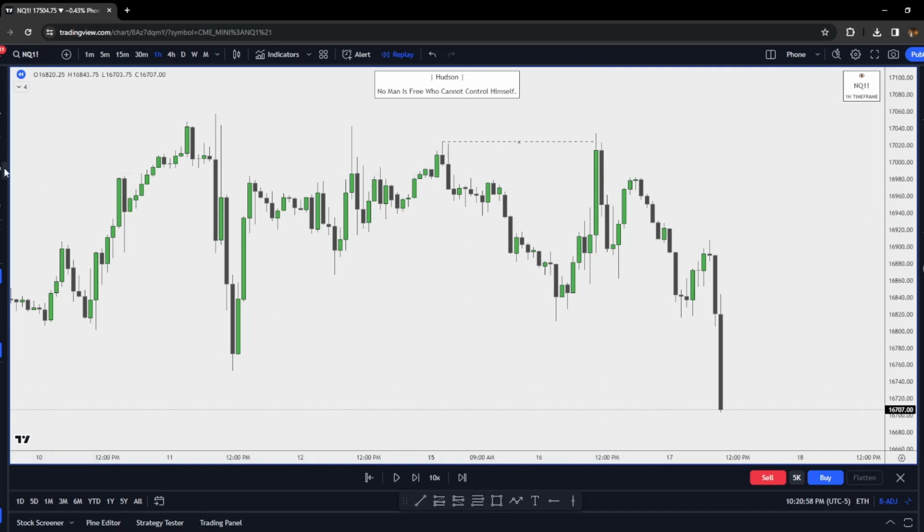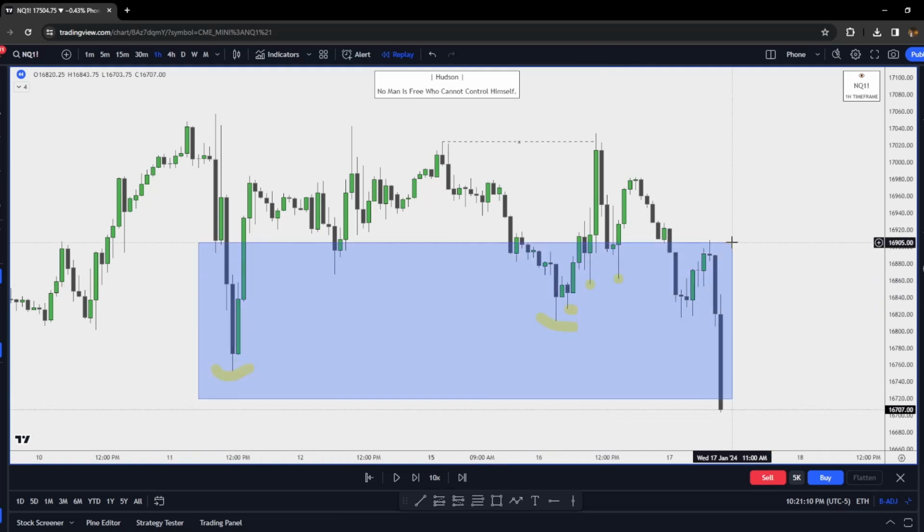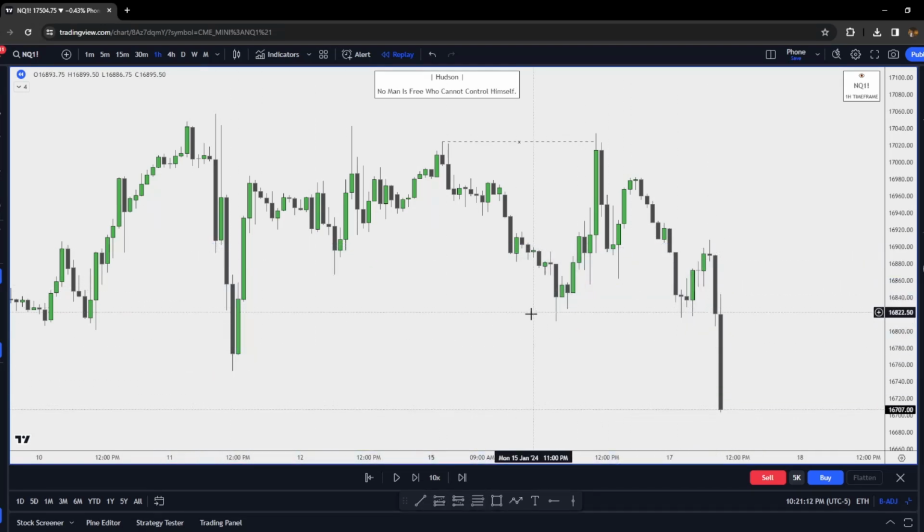But if we take a look right here, we can see that we have a failure swing, failure swing, failure swing, failure swing, failure swing. Now, when price runs these lows, it isn't just going to run these lows. It is going to want to take all the liquidity that is resting beneath this low, this low, this low, this low, and the overall draw, which is right here at this low.